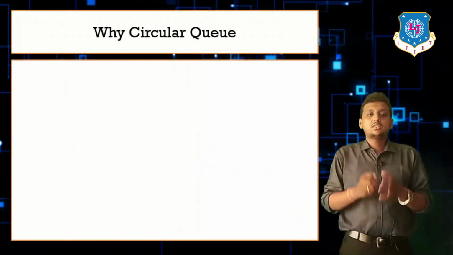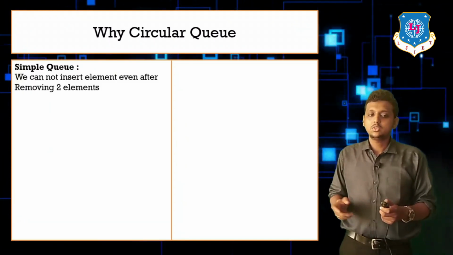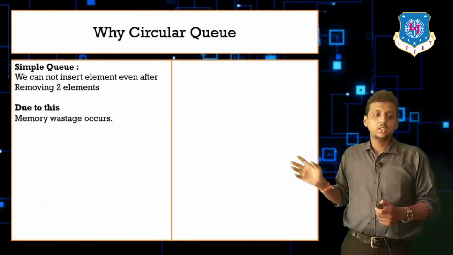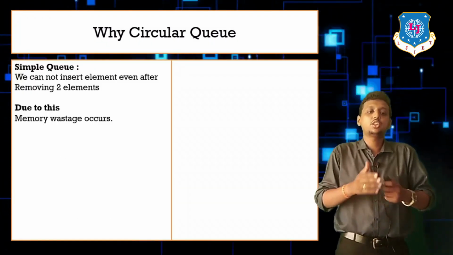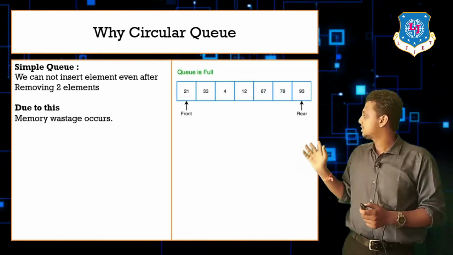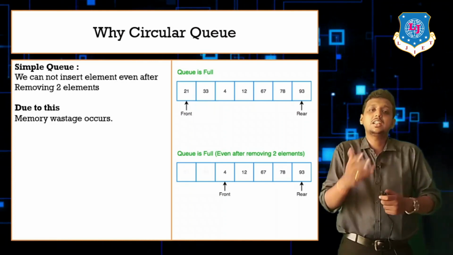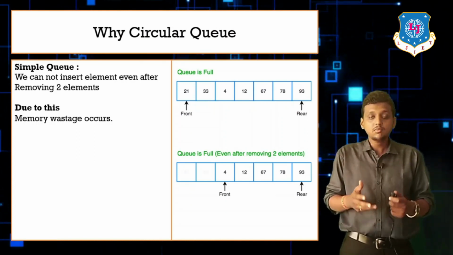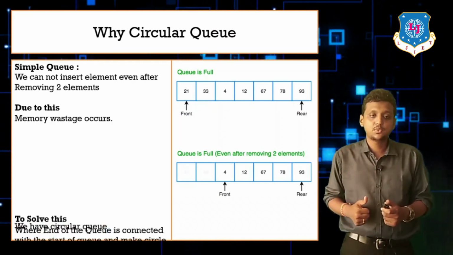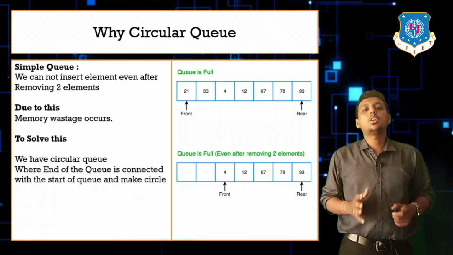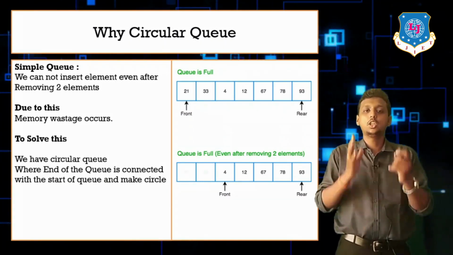So again, let me show you. This is a simple queue where you cannot insert an element even after removing two elements. See, this is my simple queue. If I remove something, I cannot insert new elements over there because my queue still gets full. That's why, to solve this, we come up with the idea of the circular queue.